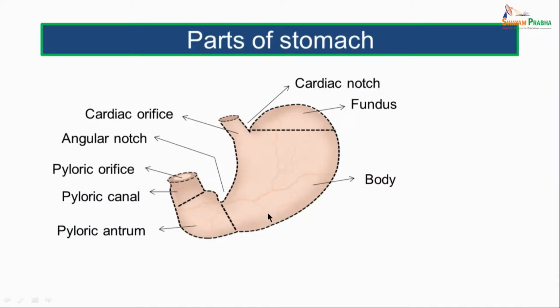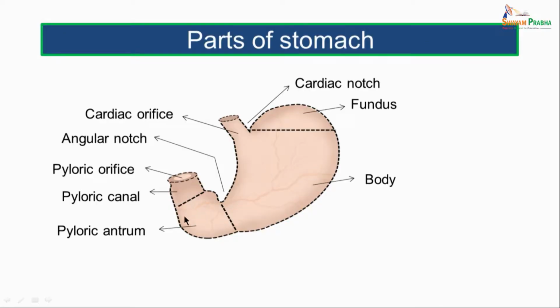A vertical imaginary line joined from here going towards the notch on the greater curvature demarcates an area which is known as the body of the stomach, whereas the part of the stomach inferior to this imaginary line is what forms the pyloric part of the stomach. So, there are three parts of the stomach: fundus, body and pylorus.